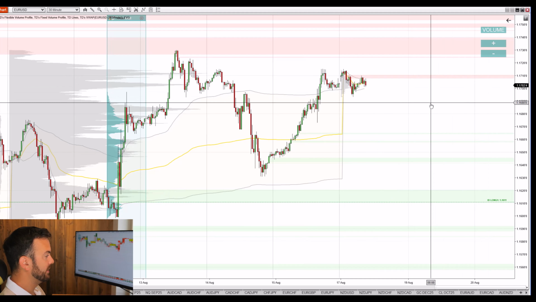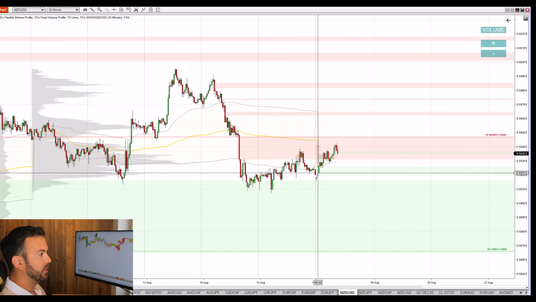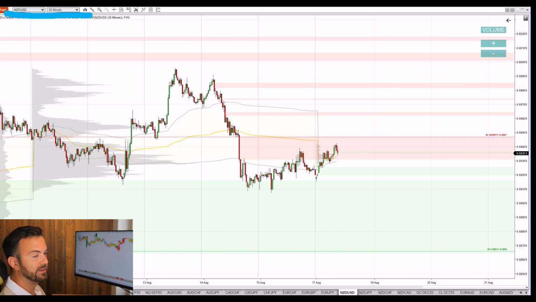Let's now check out the New Zealand dollar, US dollar. So this is a 30-minute chart of the New Zealand dollar, US dollar. And what I want to show you here is a setup which you can trade when the market is trending. Like for example, in here.